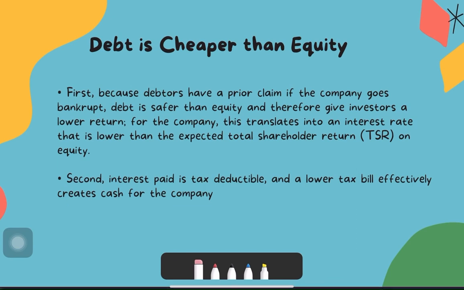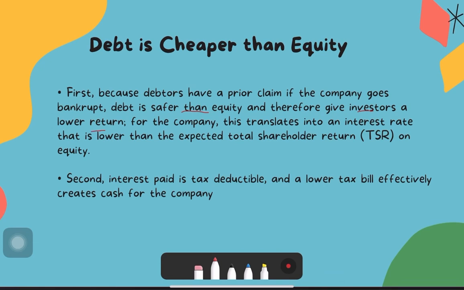Alright, after we went through all the types of financing, whether the company is using debt or equity, we have come to the conclusion that debt is cheaper than equity. Why? First, because debt has prior claim if the company goes bankrupt, so debt is safer than equity, and therefore gives investors a lower return.